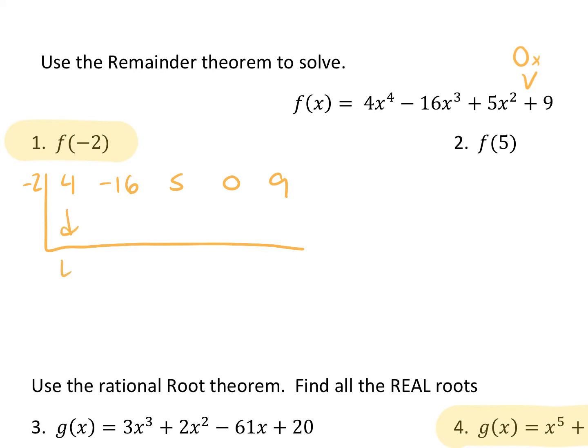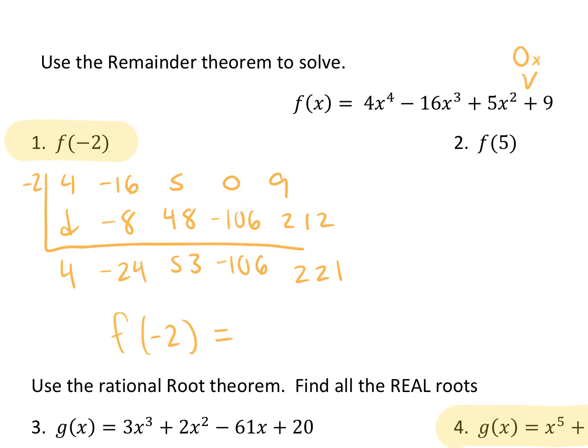So we drop down the 4, multiply, add, this would be -24, multiply 48, add 53, multiply -106, add -106. Yep. Multiply 212 and then add 221. So f of -2 would be what? 221. Whatever our remainder is, that would be our answer.